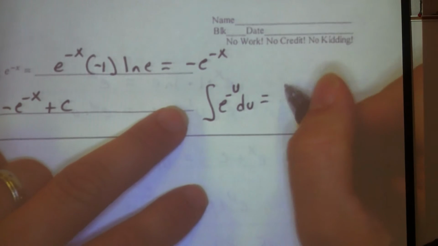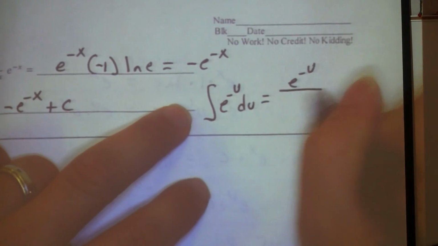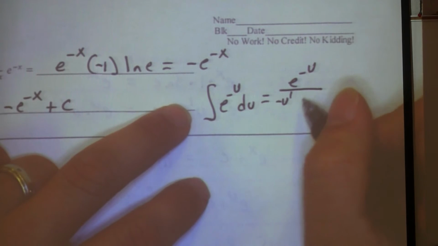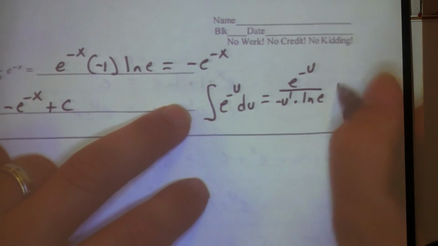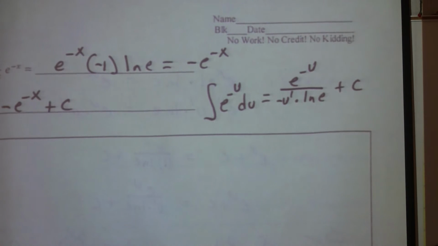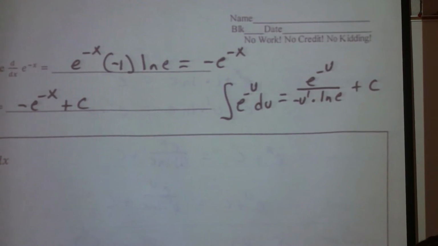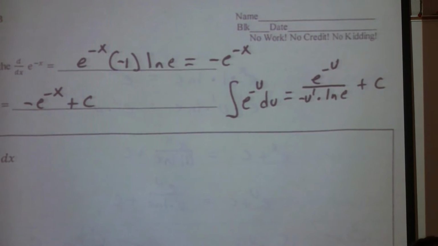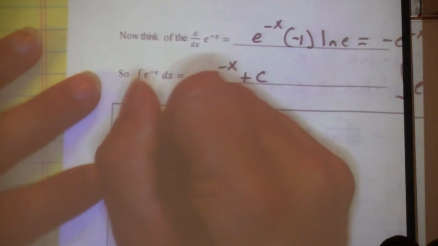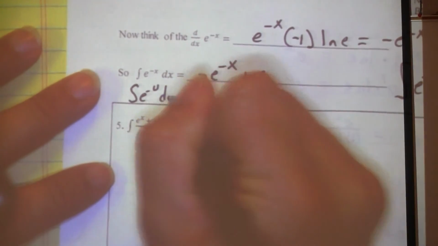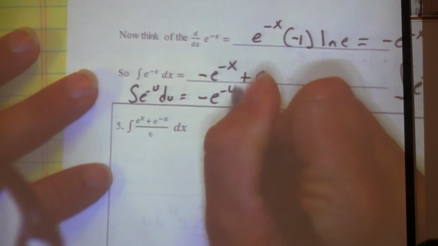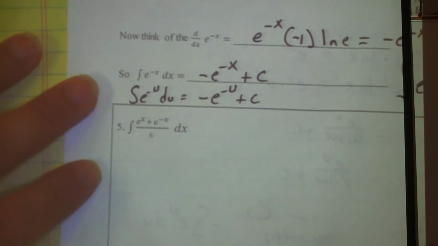Now if we had it generalized, e to the negative u du, what would really be happening is this: e to the negative u divided by negative u prime times ln of e. Okay? Which is the same thing that we were talking about earlier. For simplicity, if you have e to the negative u, it's going to be negative e to the negative u. Good? Maybe we could add that one down here. The integral of e to the negative u du is negative e to the negative u. Cool?